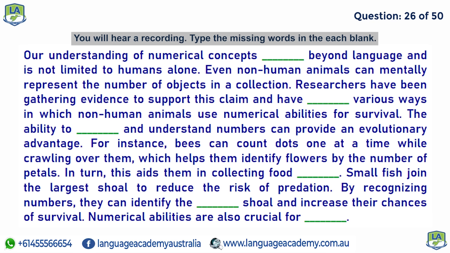For instance, bees can count dots one at a time while crawling over them, which helps them identify flowers by the number of petals. In turn, this aids them in collecting food efficiently. Small fish join the largest shoal to reduce the risk of predation. By recognizing numbers, they can identify the largest shoal and increase their chances of survival. Numerical abilities are also crucial for navigation.